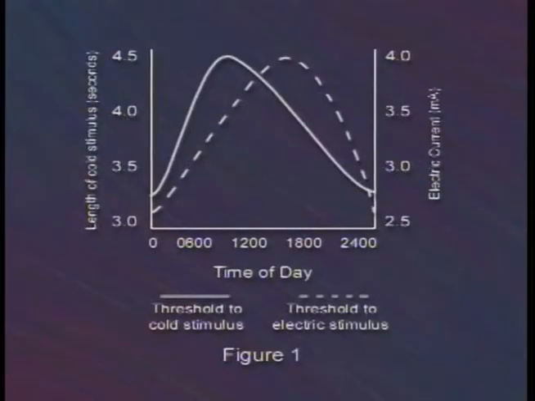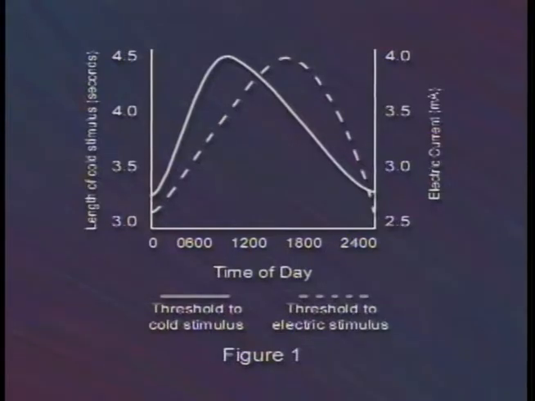Now, I like to look briefly at tables and figures before I start to answer questions. In Figure 1, the variable on the x-axis is time of day. The left side y-axis is length of stimulus measured in seconds. The right side y-axis indicates the variable electric current measured in milliamperes. The solid line represents the threshold for the cold stimulus. It corresponds to the left side of the y-axis. The dotted line is the threshold for an electric stimulus. It corresponds to the right side y-axis.